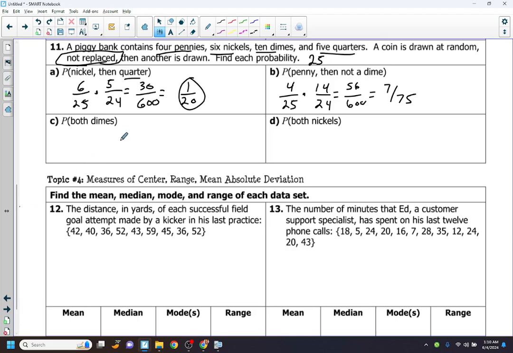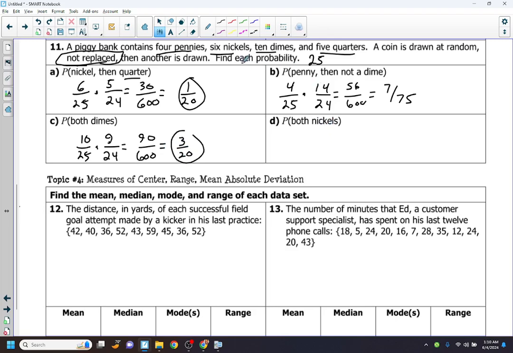All right, the probability of both dimes. The first chance of getting a dime is 10 out of 25. For the second chance of getting a dime, I have one less coin in total, 24, and one less dime, so that's 9. So it's going to be 90 over 600, which is going to be 3 over 20.